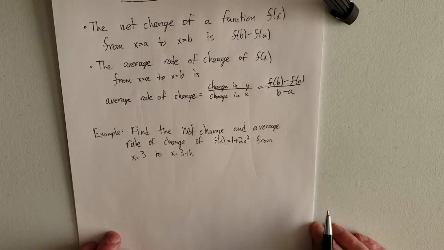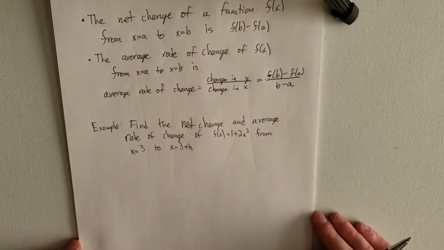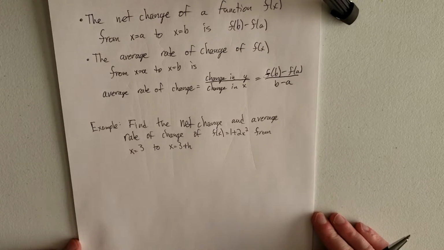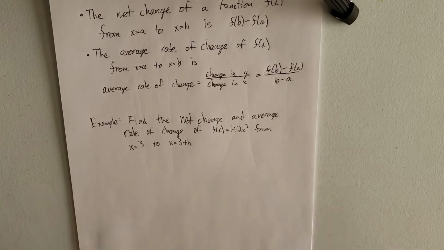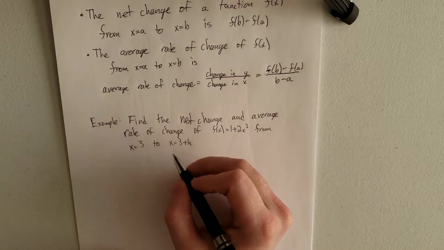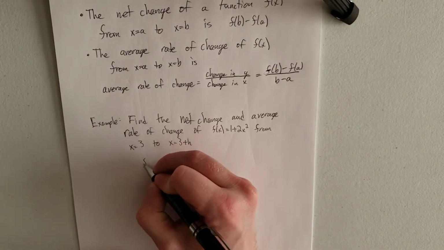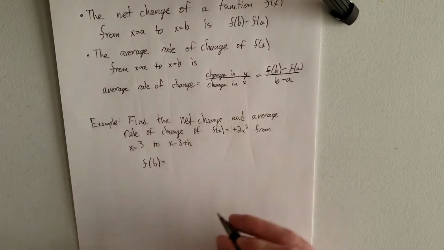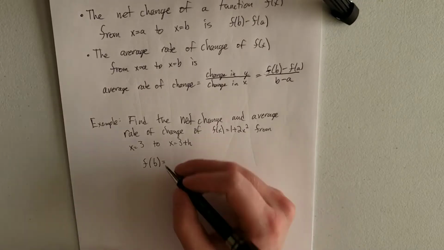So I want to do an example with that. Our example says to find the net change and average rate of change of the function f of x is equal to 1 plus 2x squared from x equals 3 to x equals 3 plus h. So to do this, we want to plug in and find f of b. All right, so what is f of b here? Well, b is our second x value. So our second x value is 3 plus h.